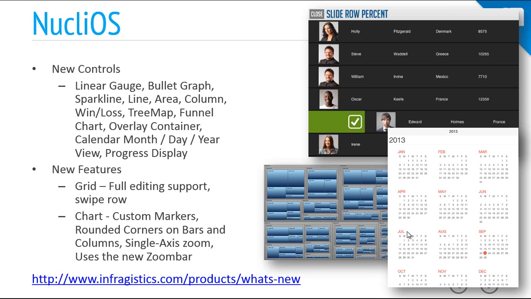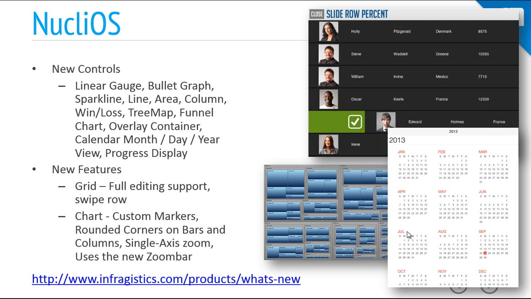We've added that swipe support to the grid. And then in the chart, we've added custom markers, we've added zoom bars, so you can actually have a better experience for zooming in and out of data when you're using the Nucleus chart. So again, if you're doing any type of iOS development, you want to go native with either Xamarin or just straight up Objective-C Xcode, go ahead and check out Nucleus.